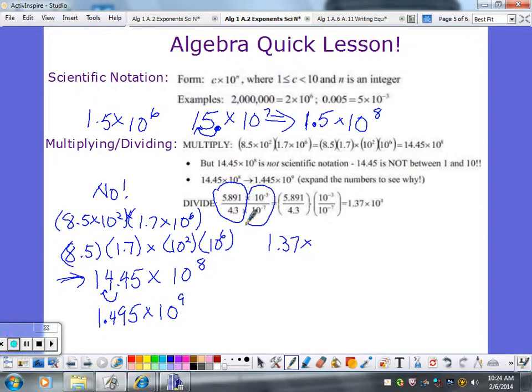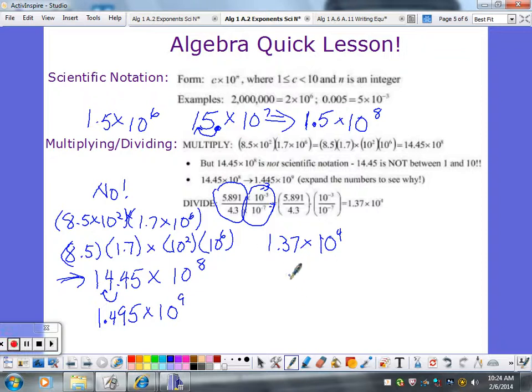Now we're going to do this division. That's 10 to the minus 3. And that's 10 to the minus 7. What's minus 3 minus negative 7? Is this scientific notation? Yes.